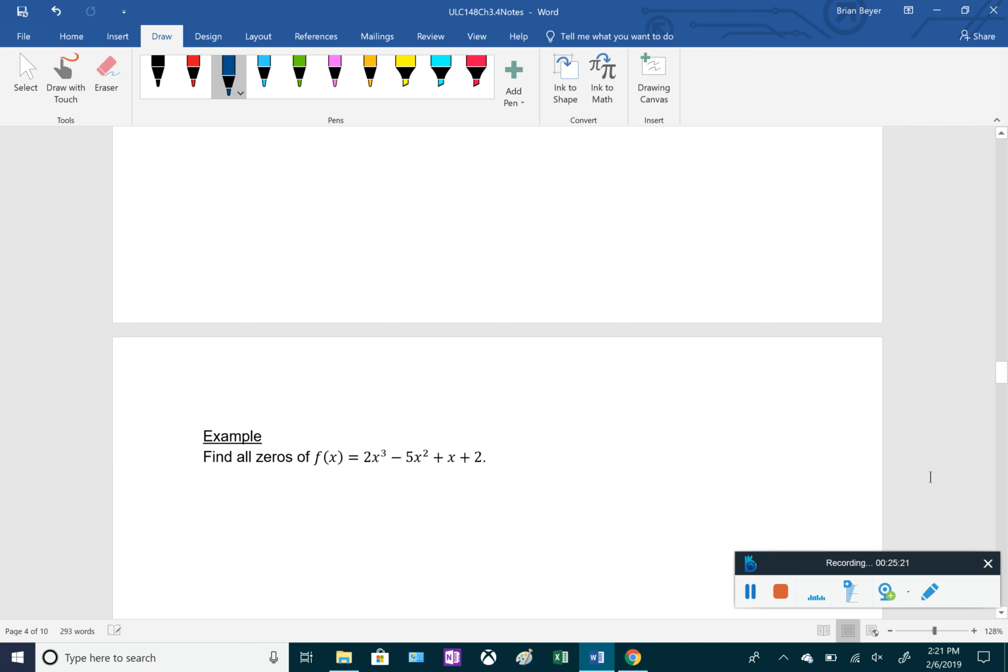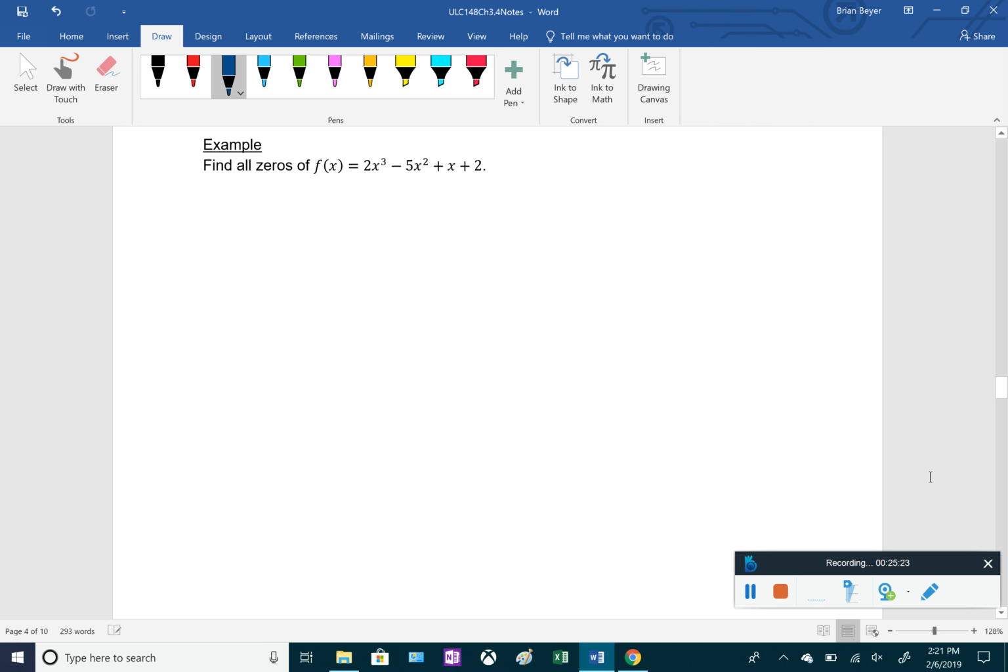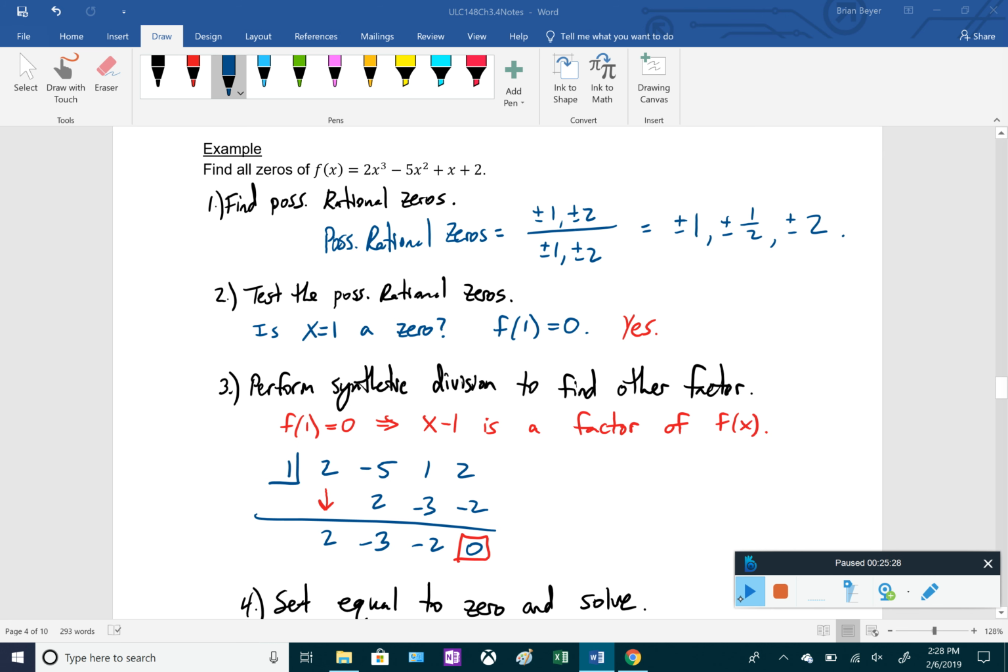Okay, so I'm going to do the same thing with this last one, and then we'll go over that really quickly after. All right, so for this last one, before I move on to the last little topic here, for the possible rational zeros, we got plus or minus 1, plus or minus 1/2, and plus or minus 2. So that's from doing every possible combination with that numerator and denominator for the factors of the constant term over factors of the leading coefficient.